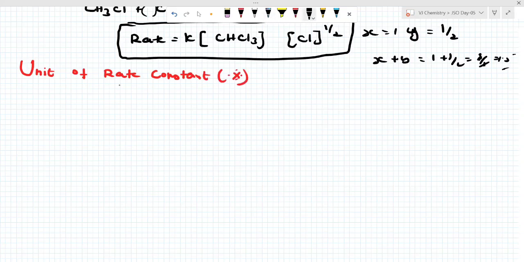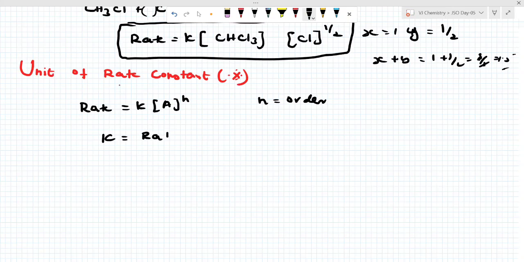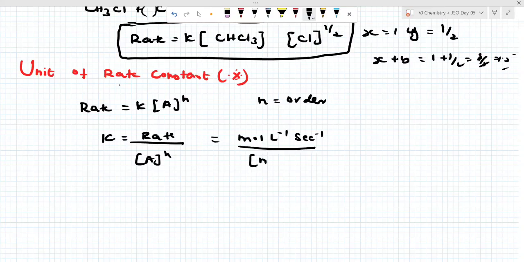Okay, now listen. If rate is equal to k into a power n, what is n? n is the order. Okay, we need k. So k is equal to rate by a power n. Yes or no? What is the unit for rate? The unit of rate is mole per liter per second, mole per liter second inverse, right? And concentration is mole per liter, mole per liter power n.